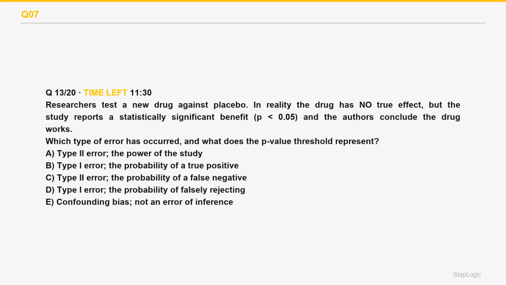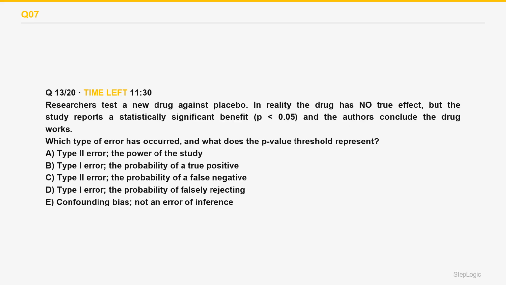Which type of error has occurred, and what does the p-value threshold represent? Researchers test a new drug against placebo. In reality, the drug has no true effect, but the study reports a statistically significant benefit, p less than 0.05, and the authors conclude the drug works. Read the command: which error, and what the threshold represents.